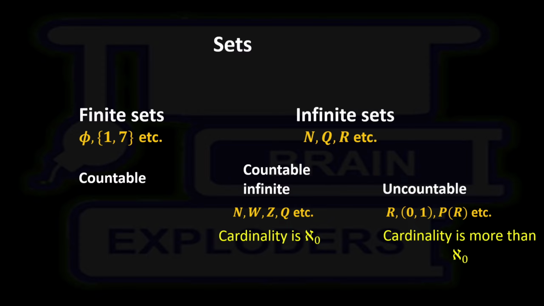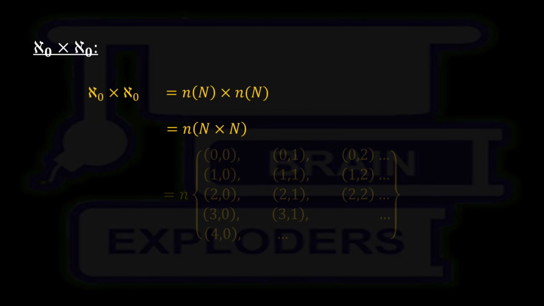Now let's proceed. Let us first see a property of aleph naught. Let us see what the value of aleph naught times aleph naught is. You might be thinking it is aleph naught squared, but not exactly. Let us see. Aleph naught times aleph naught equals the cardinality of natural numbers times the cardinality of natural numbers, which equals the cardinality of the Cartesian product of the set of natural numbers with the set of natural numbers.